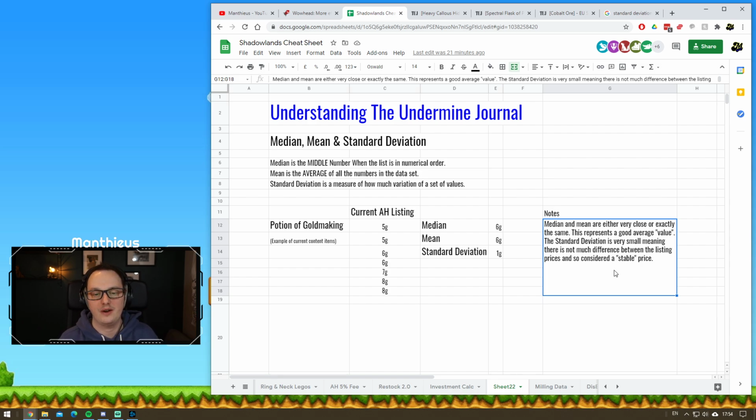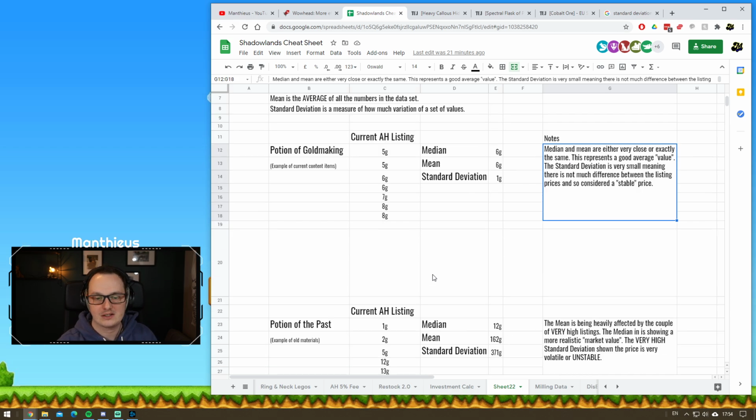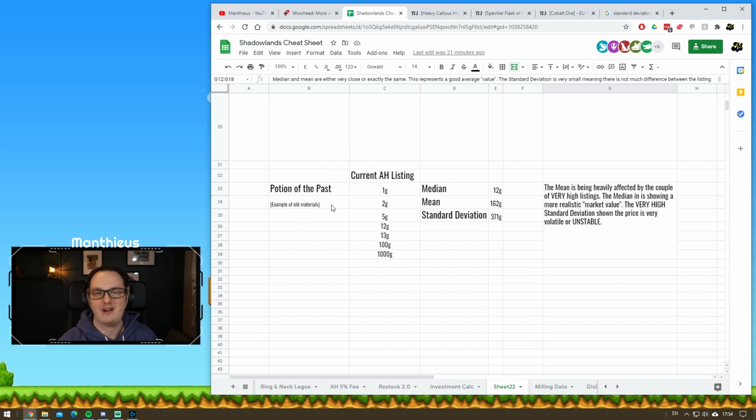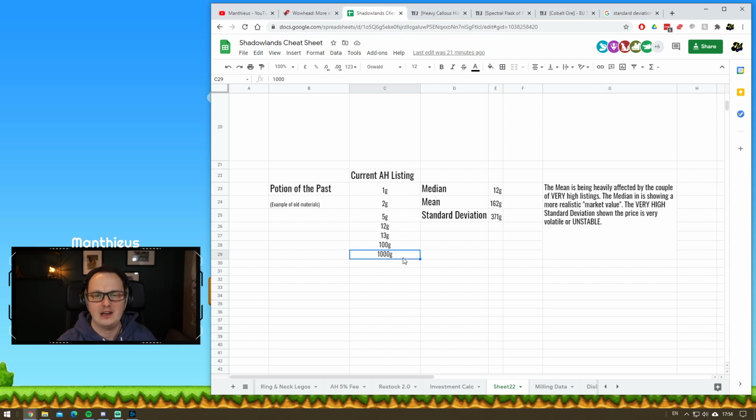How does this change though if we look at something that's maybe a past expansion item, something that's not listed on the auction house as frequently? Let's look at example number 2 then. Let's take a look at Potion of the Past. This is representative of an old item in the game, something that's maybe not farmed very often, not sold very often. I guarantee if you go look at the auction house yourself, and we'll see this in a few examples in a minute, you often find weird things happening. You find some really, really expensive listings for these items that seem totally weird and wacky, but these do have an effect on the numbers.